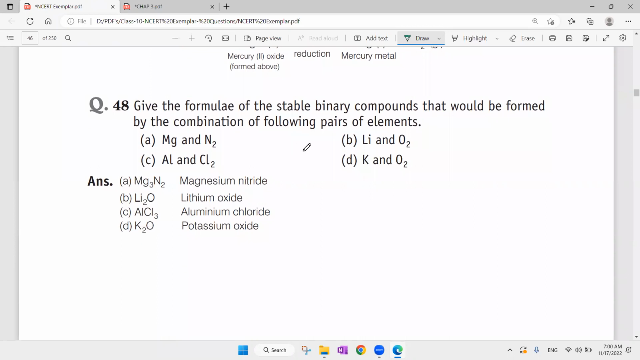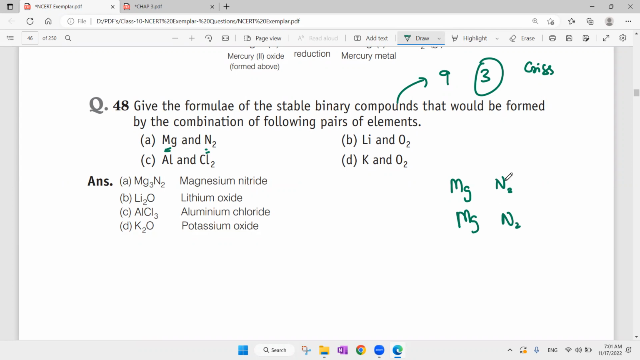Give the formula of the stable binary compounds that would be formed by the combination of the following pairs of elements. Okay, when magnesium and N2, nitrogen, are combining together, what are we going to get? They are asking magnesium nitride, and they are asking to write formulae. Now we have to go with your grade 9, chapter 3, atoms and molecules. In that we have studied the crisscross method, isn't it? That crisscross method you have to use. Magnesium nitride, Mg and N2 they are asking. Mg you write, N2 you write, Mg, N2.